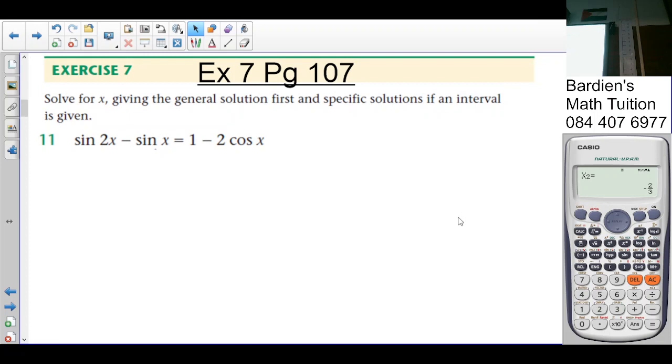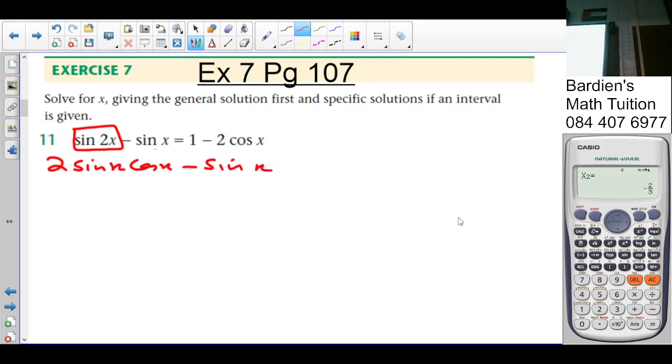Number 11. What is going to change here? So that can change to 2 sine x cos x. Minus sine x, I'm going to bring everything to one side. Minus 1 plus 2 cos x equals 0. Again, there's 4 terms, so factorization by grouping should come through.